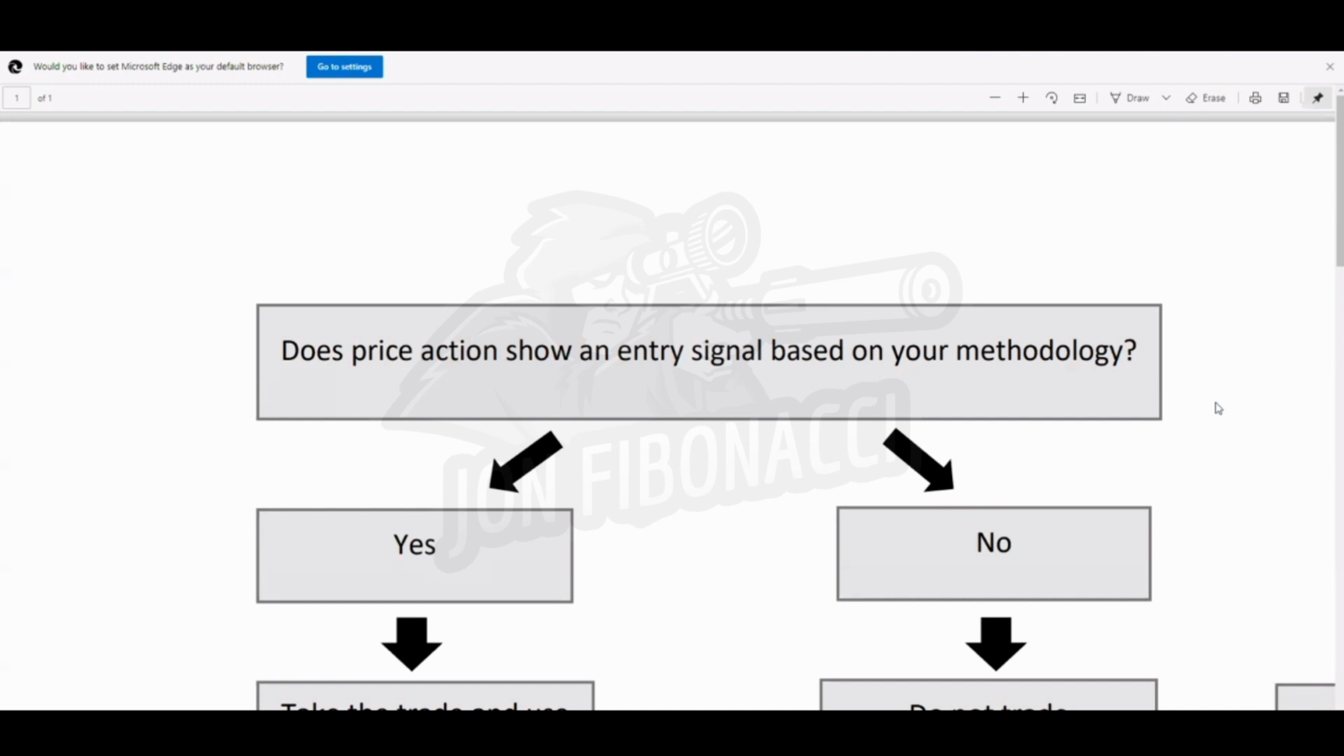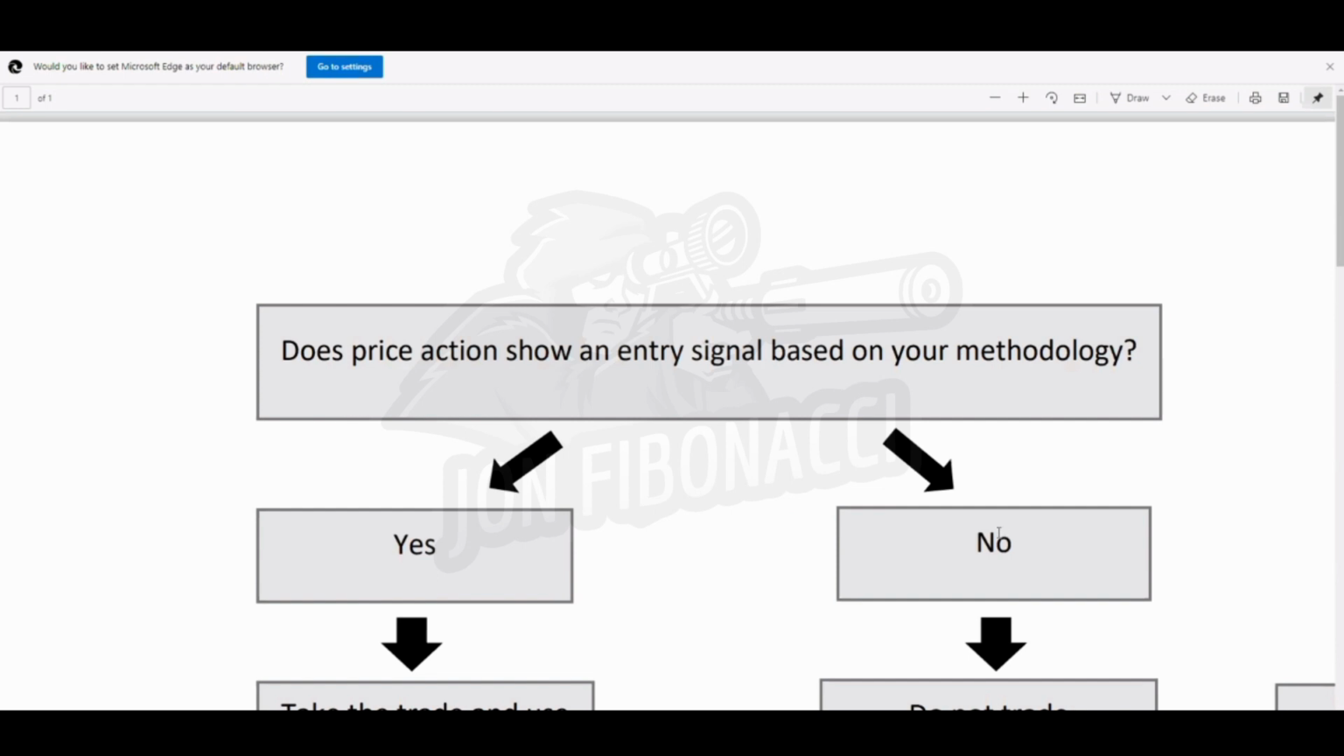The first question that I would ask myself is, does price action show an entry signal based on your methodology? Right. And it's either going to be a yes or a no. There's really no gray area. You have a trading plan. You have the tools, whatever tools you like regarding smart money, or if you're not a smart money trader and you want to base trades off other things, whatever your methodology is, you either get a signal or you don't. Okay.